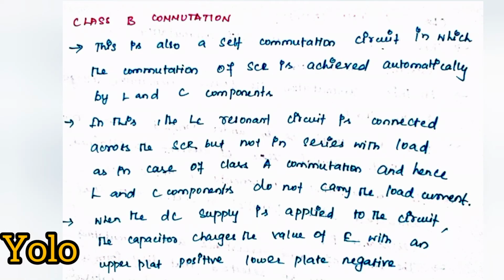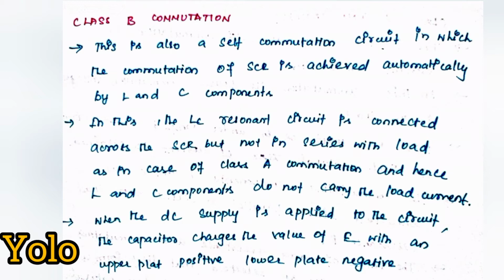Class B commutation. This is also a self-commutation circuit in which the commutation of the SCR is achieved automatically by L and C components. In this, the LC resonance circuit is connected across the SCR but not in series with the load, as in case of class A commutation, and hence the L and C components do not carry the load current.